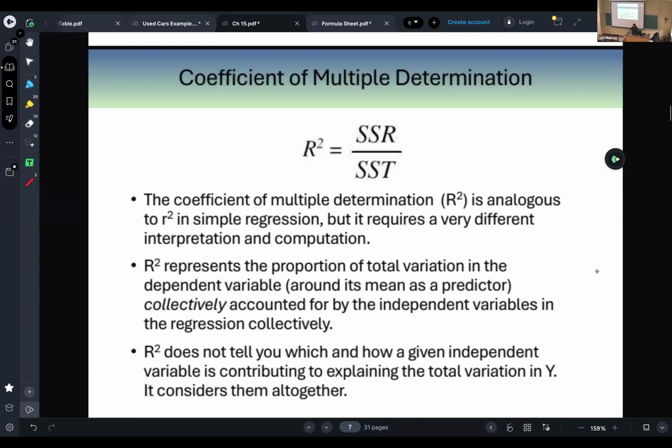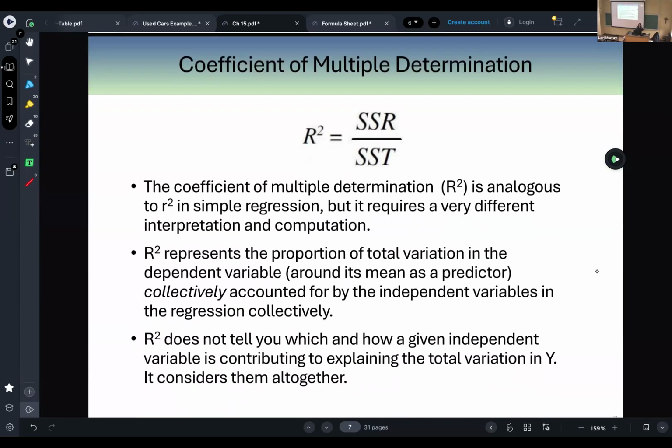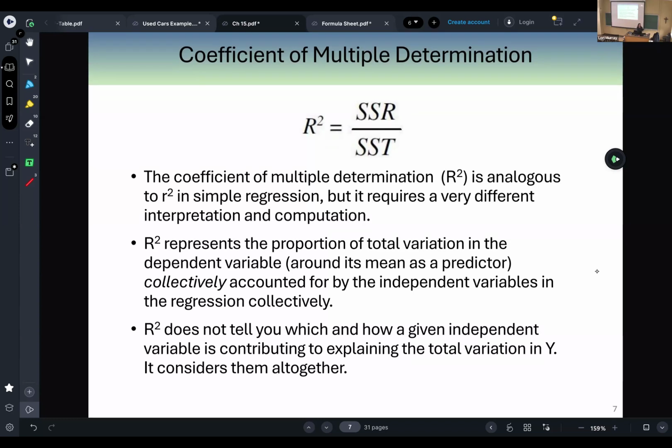And then we also look at the R squared. The interpretation is different from the simple linear regression. It's analogous to R squared in the simple regression, but it requires a different interpretation and a different computation. So it represents the proportion of the total variation in the dependent variable about its mean explained by the predictors collectively. So it's taking into consideration the variability, if it's a plane, let's say, across the plane.